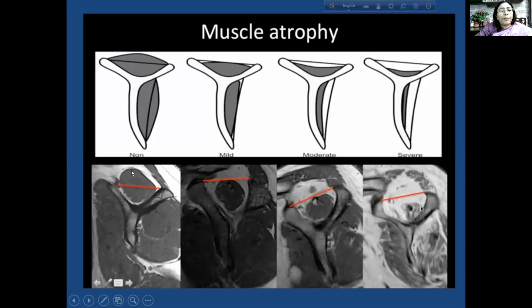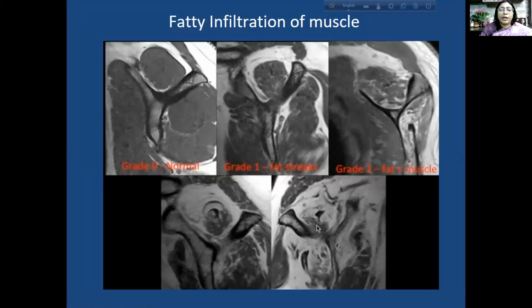If the muscle bulk is above the line, this is normal. If the muscle bulk touches the line, this is mild atrophy. When the upper border of the muscle is below the line, this is moderate atrophy. When the muscle is much below that line, this is severe muscular atrophy.